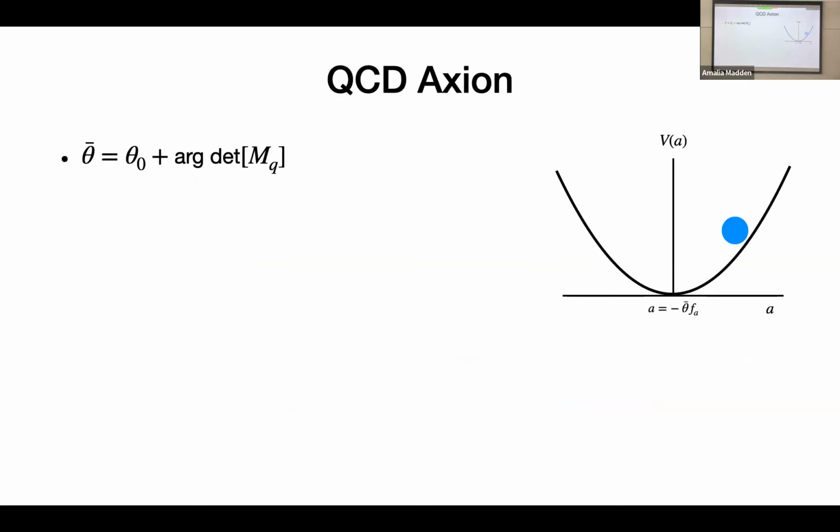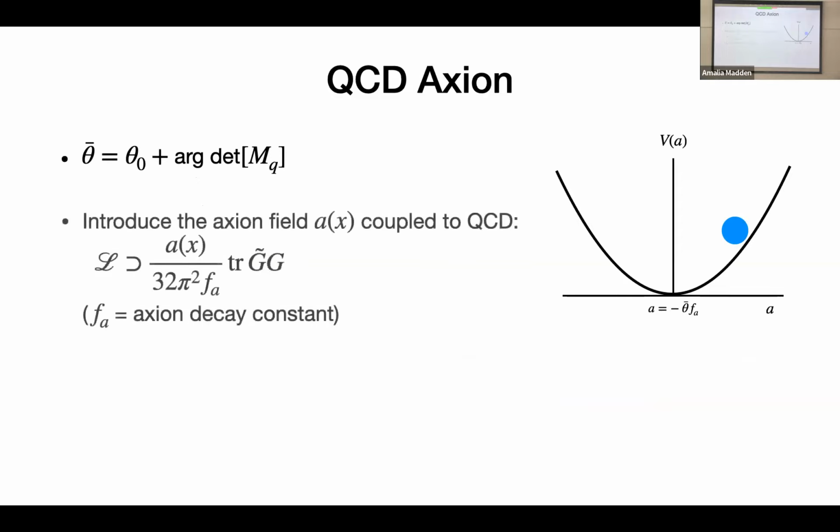And you may know one of the proposed solutions to this problem is the QCD axion, probably the most well-motivated solution. And to just summarize how the solution works, your effective theta angle is not just your theta naught, which couples to your gluons, but also depends on the mass matrices of the quarks.